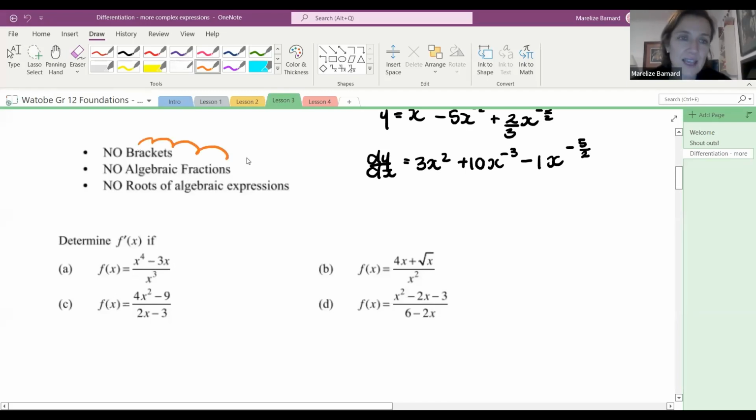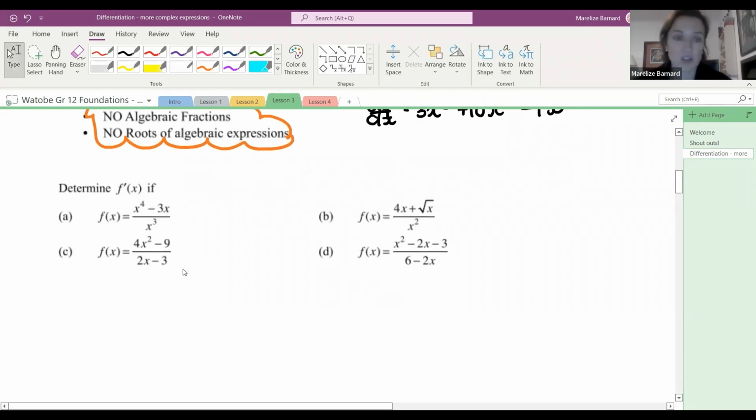Okay, so just again to reinforce this, before we differentiate, we cannot have brackets, we can't have any algebraic fractions, and no roots. So we have to rewrite our expressions first before we can differentiate and get rid of those things. Okay, so let's have a look at this first one, because what we've had up to now was just one variable in the denominator, and this one is still the same, but we cannot quite simplify this.